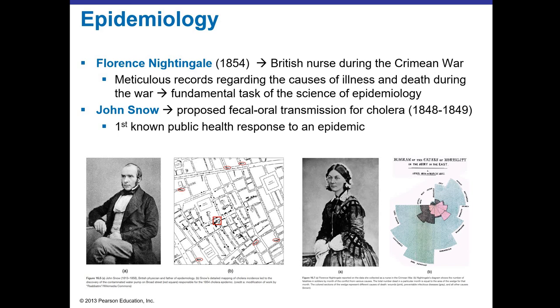John Snow was the first known public health response to an epidemic. He noticed that cholera, which was fairly common in England at the time, had an outbreak in London, and most of the people that got sick seemed to center around a specific water pump. He proposed that the cholera was coming from that water pump. He convinced people to close down that water pump, and the number of cases of cholera decreased. So he proposed breaking that fecal-oral transmission back in 1848, 1849, and again was one of the first known epidemiological responses.